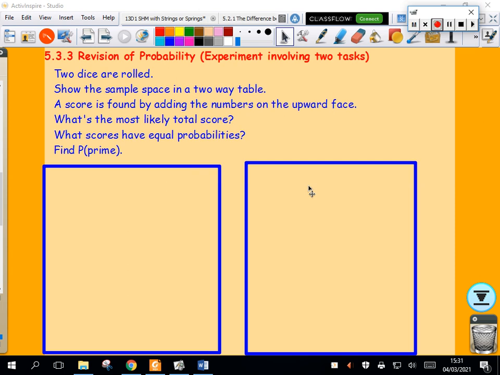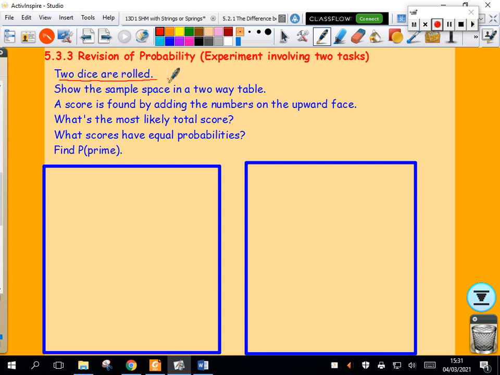So in this video I want to look at experiments that involve two tasks and thinking about some probabilities. So here my experiment is to roll two dice. So two dice are rolled. First task, roll a die. Second task, roll a second die. So altogether we've two rolls of a die.